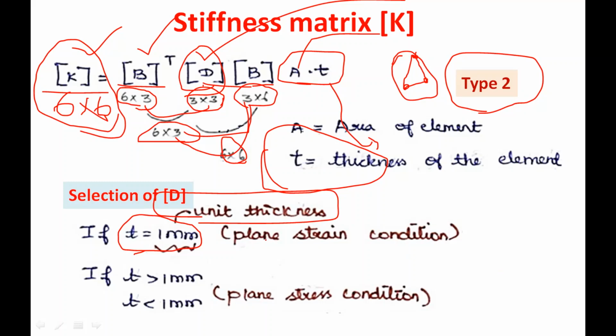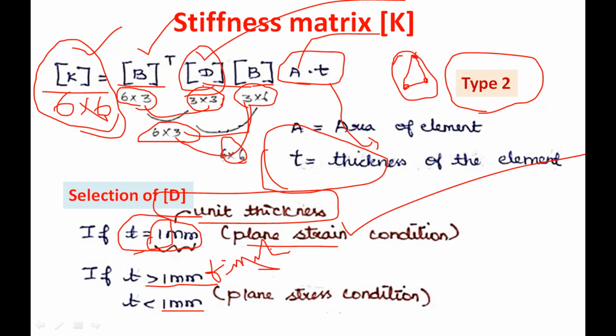For plane strain condition, say for example a dam problem and a pipeline problem, right? The thickness will be in terms of kilometers, right? So we are considering only the cross section of the dam wall or the pipeline. For that we will use only unit thickness. So if the thickness of the element is given as 1 mm, then we are going to select plane strain condition. Other than that, if the thickness is given as greater than 1 or less than 1, that is going to be considered as finite thickness. So this is called a finite thickness.